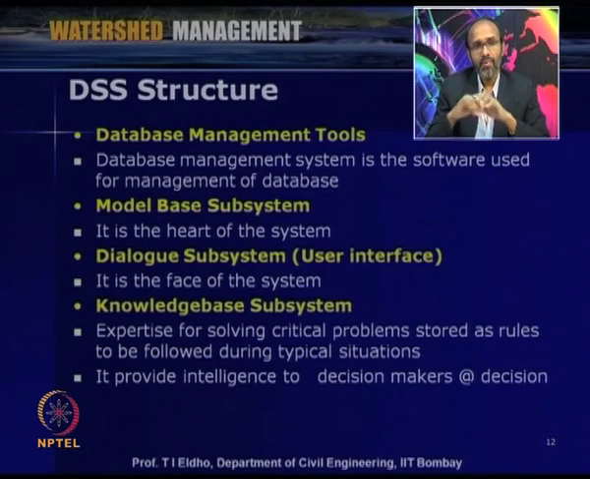So, that way we can say that it is the face of the system. And then the knowledge based subsystem gives the expertise for solving critical problems, stored as rules to be followed during typical situations. So, if-then, or what will happen. Like that, the knowledge based subsystem provides intelligence to decision makers, so that a particular decision can be made by the decision maker.